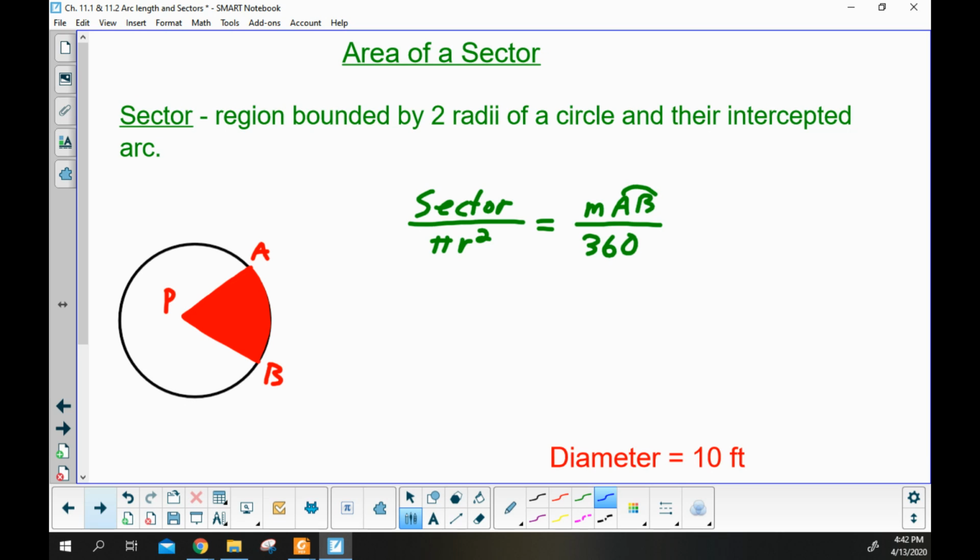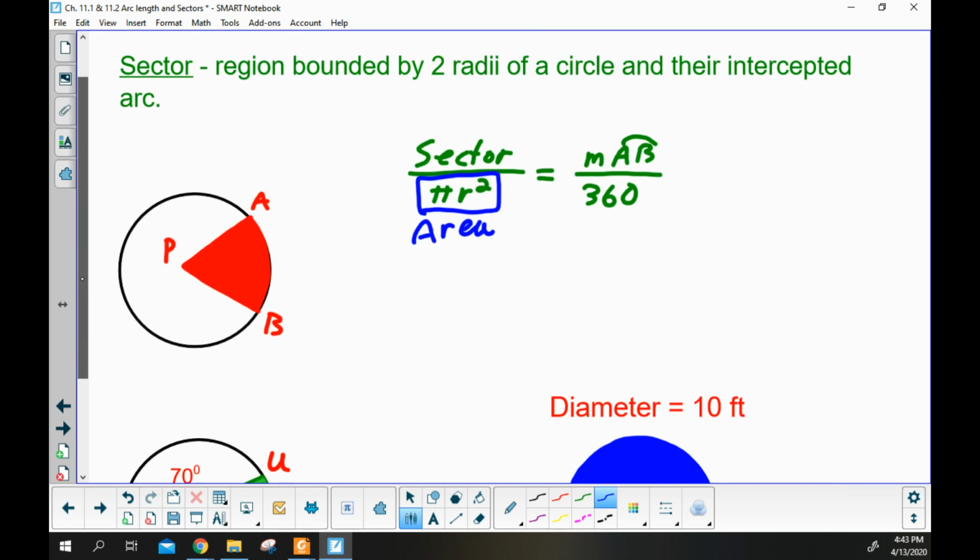You'll notice that the formula looks very similar to that of an arc length, except instead of being circumference, we have my area formula, right? We have the area formula back there. So we see sector over the area of a circle is equal to the measure of the arc that we're looking at over 360. So the back half looks the same. The front half looks similar, except instead of using circumference, we use area. And that's the only difference between the formulas. So you're actually not having to memorize that much difference between them, other than if you're looking for arc length, you use circumference. If you're looking for sector, you're using area. Right? That's the big key to all this.